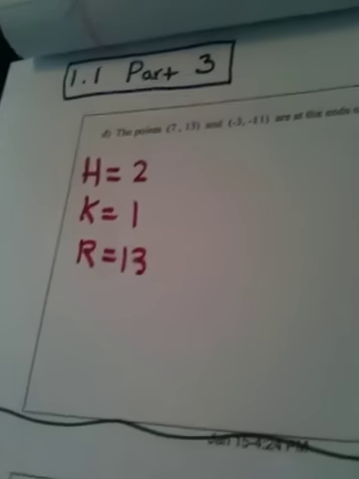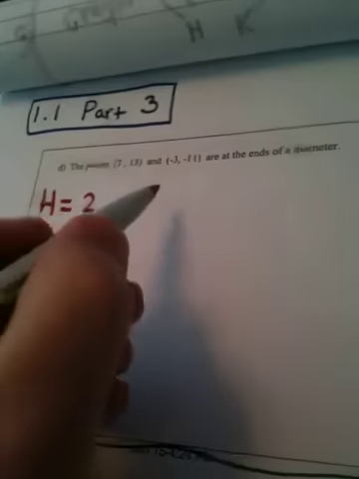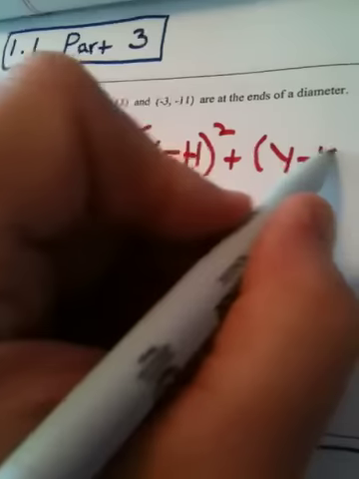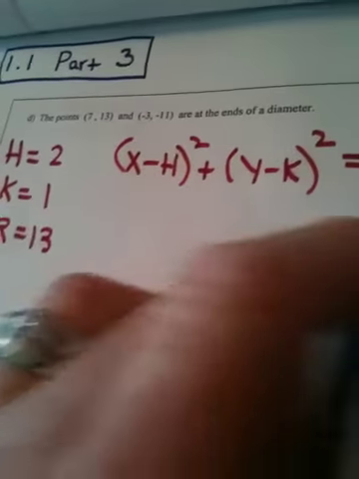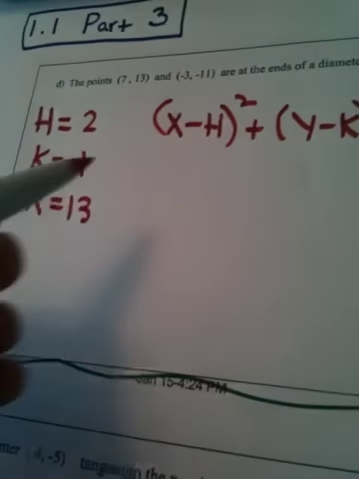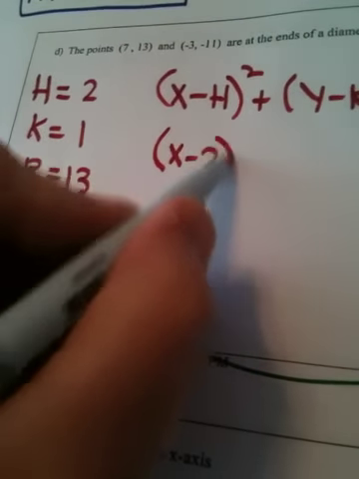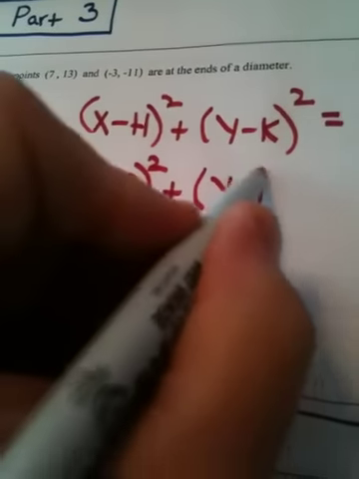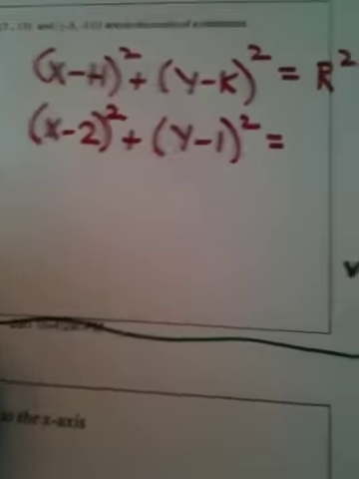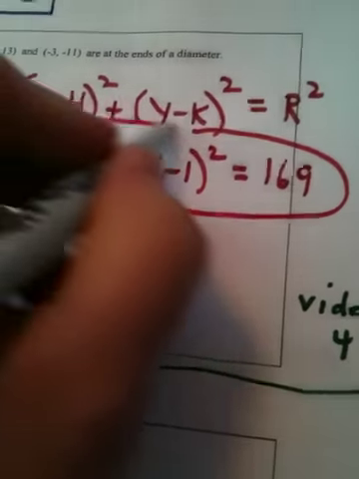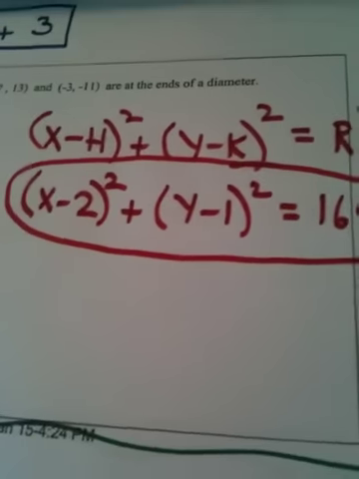So now to find the equation of my circle, x minus h quantity squared plus y minus k quantity squared equals r squared. Remember, that's the basic form of a circle, and all you do is plug 2 in for h, 1 in for k, and 13 in for r. So we end up with x minus 2 quantity squared plus y minus 1 quantity squared equals 13 squared, which is 169. And that, my friends, is our answer. Hooray!